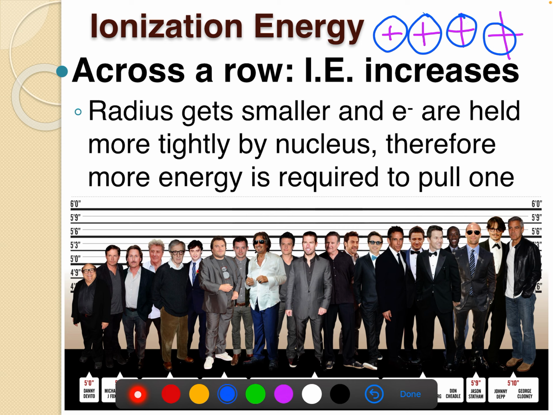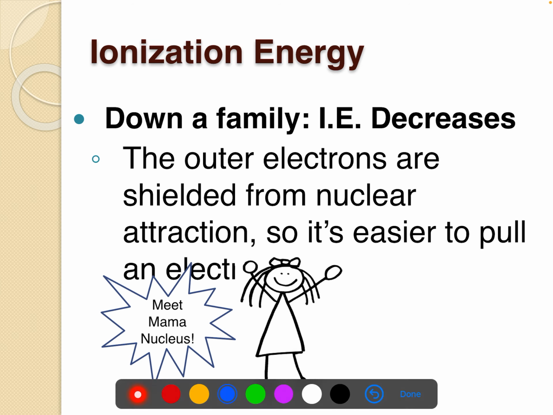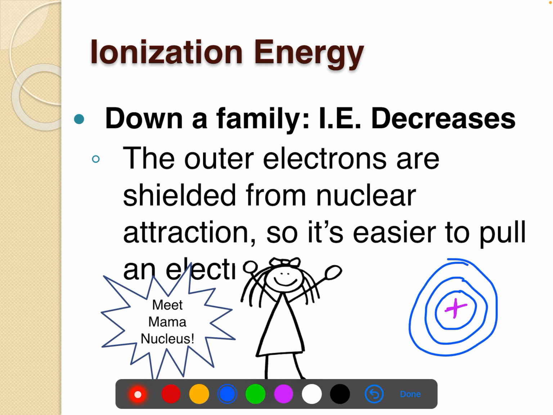So this is the exact same trend or the same reason for it. It just kind of moves opposite. So you might be expecting this next one. As you move down the family, ionization energy decreases. This is this shielding effect again. So you have the nucleus, and as you move down, there are more and more and more electrons added.